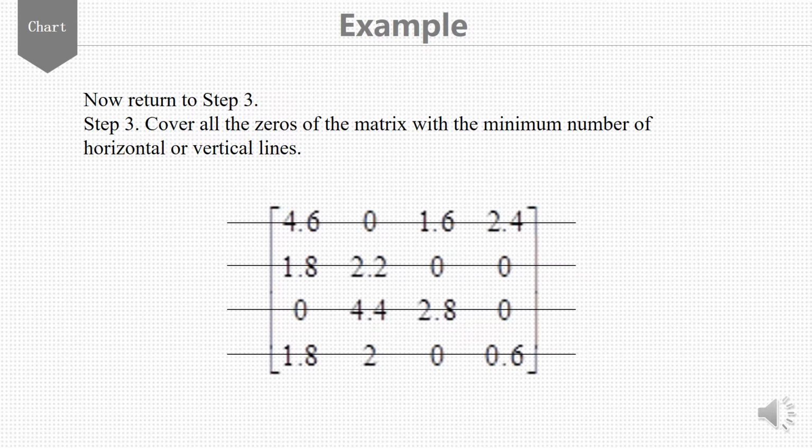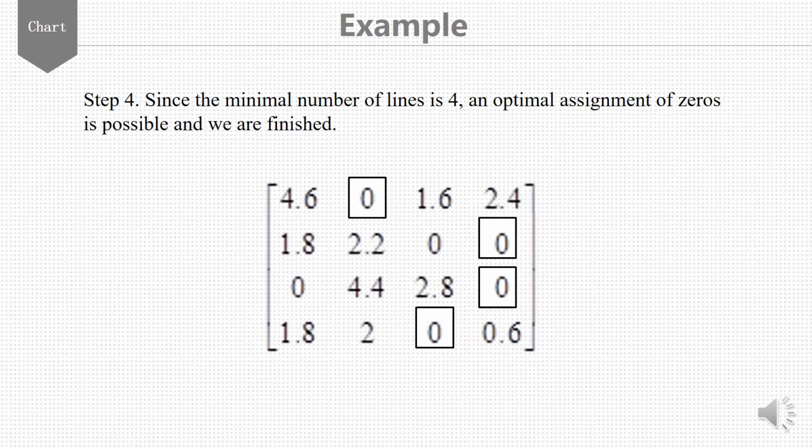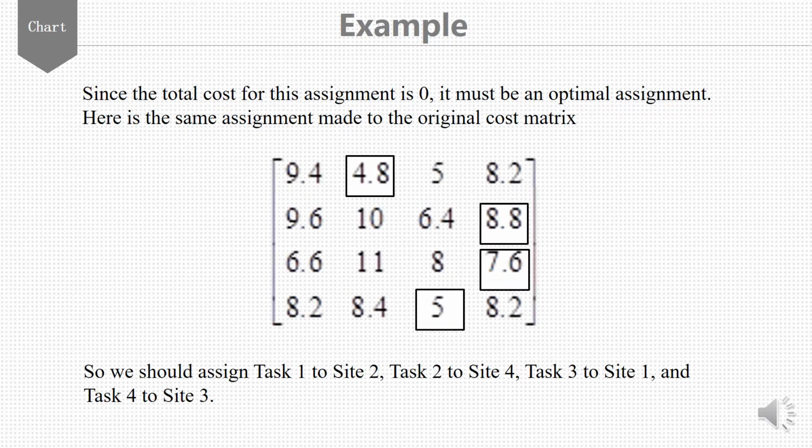Step 3. Cover all the zeros of the matrix with the minimum number of horizontal or vertical lines. Step 4. Since the minimum number of lines is 4, an optimal assignment of zeros is possible and we are finished. Since the total cost for this assignment is 0, it must be an optimal assignment.